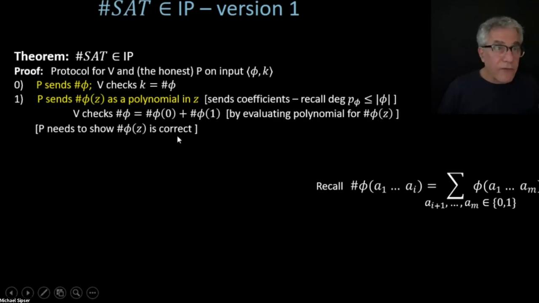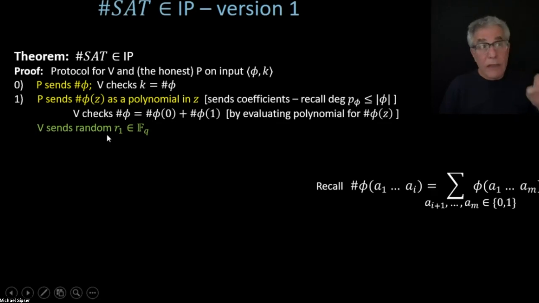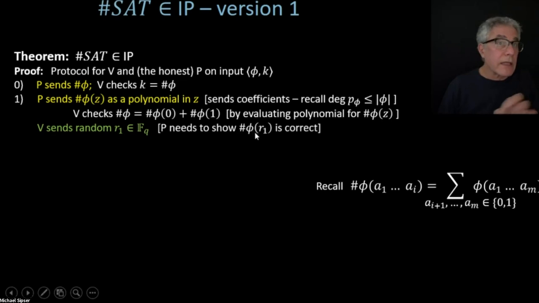So in order to show that phi of z is correct, the verifier now gets to pick a random value in the field. And the prover is going to show that evaluating that polynomial at R1 is correct. And remember, this looks a lot like what we had from before, where we were showing that number phi of 0 is correct and number phi of 1 is correct. Now we're trying to show that number phi of R1, this random value from the field, is correct.